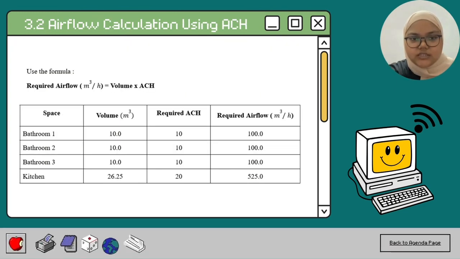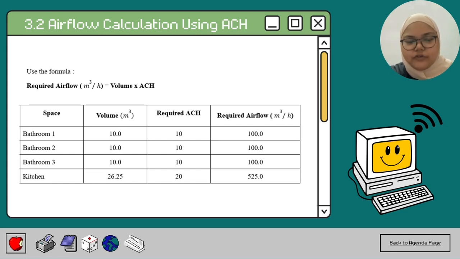So this section explains how we calculate airflow using the air change per hour, ACH, method. The formula is airflow equals room volume times ACH. For the bathroom, each one has a volume of 10 cubic meters and 10 ACH. So 10 times 10 is equal to 100 cubic meters per hour for each bathroom.